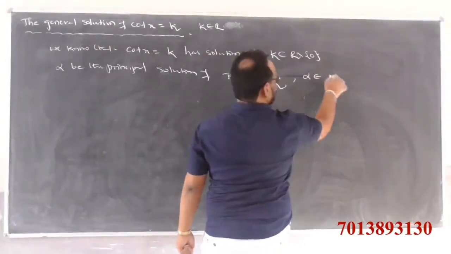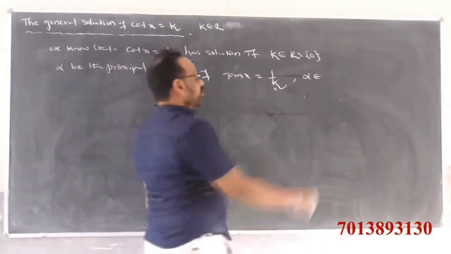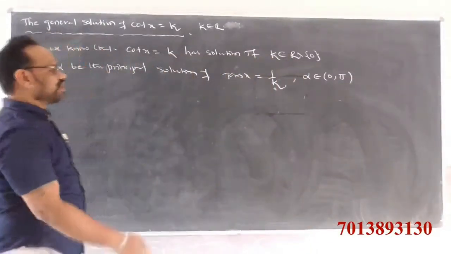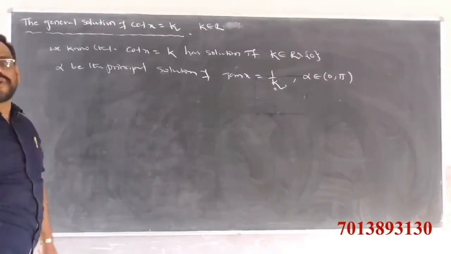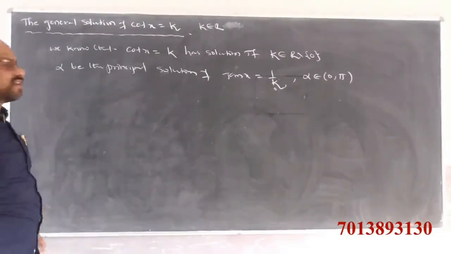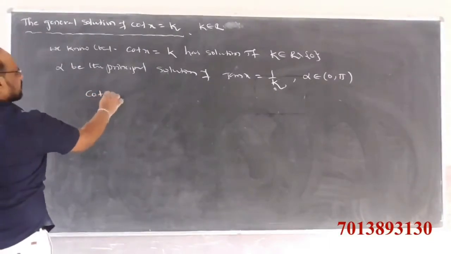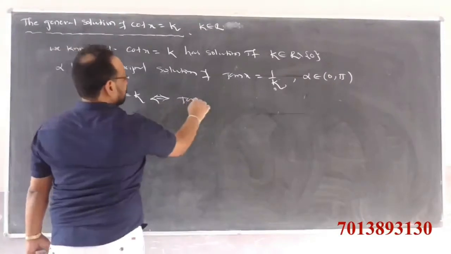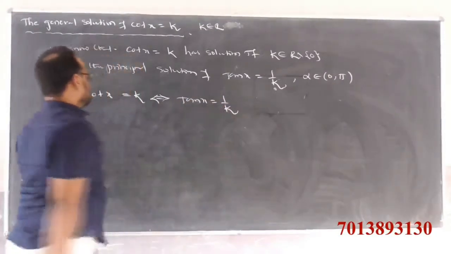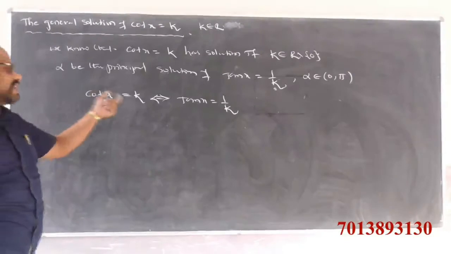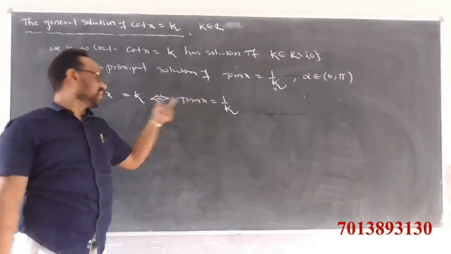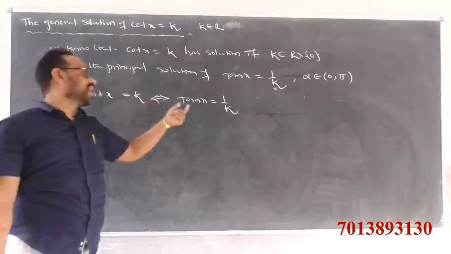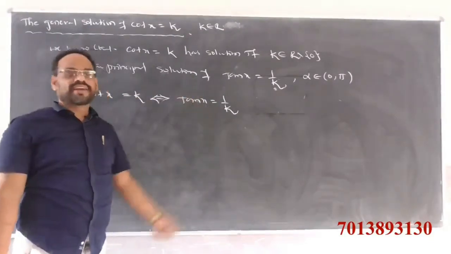Clearly, alpha belongs to the open interval 0 comma pi. There exists a unique value alpha that lies between 0 and pi. Clearly, cot x equals k is the same as tan x equals 1 by k, so the general solution of cot x equals k is the same as that of tan x equals 1 by k.